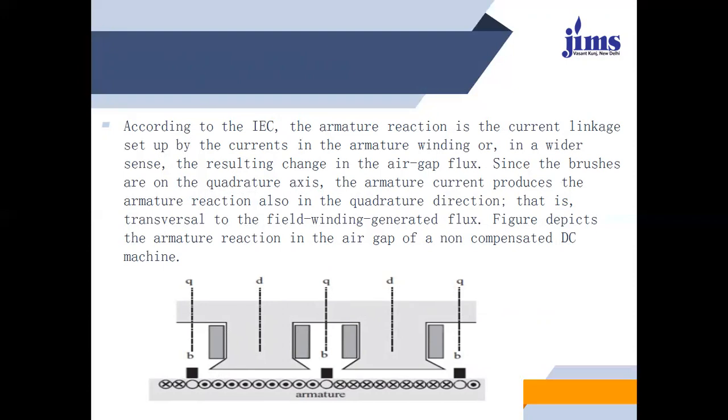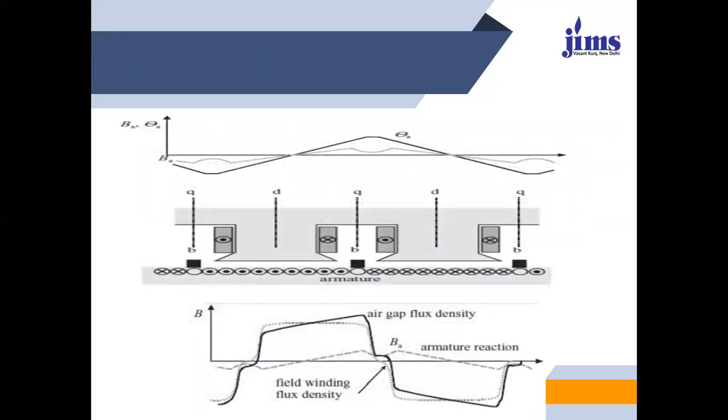The figure depicts the armature reaction in the air gap of a non-compensated DC machine. Over here you can see that Q is the quadrature axis, D is the direct axis, and the poles are placed on this side, with the winding placed over the stator poles. This part is the armature, where we find the dot and cross conductor directions, and this part is the neutral point. There is a geometrical neutral axis, indicated as the neutral point, where no dot and no cross exist for the machine, and this indicates the position of the flux moving over this side.